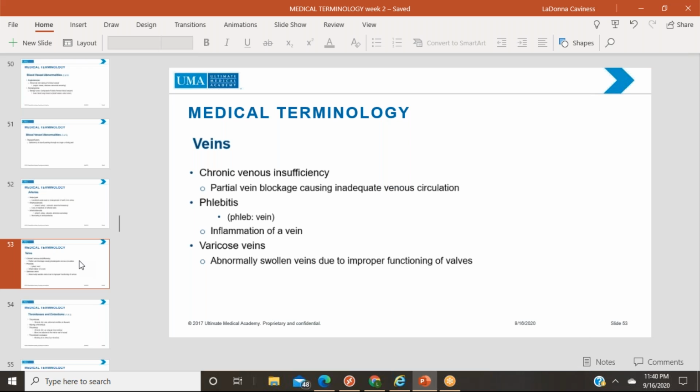Veins, chronic venous insufficiency, partial vein blockage causing inadequate venous circulation. Phlebitis is inflammation of the vein. Varicose veins, abnormally swollen veins due to improper function of valves.